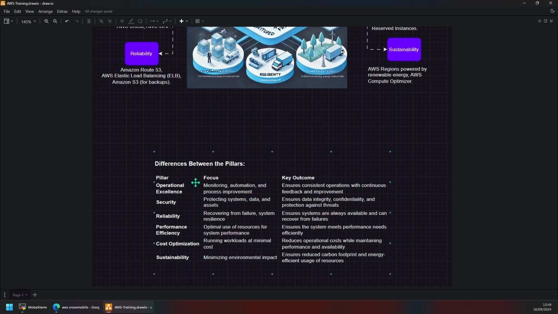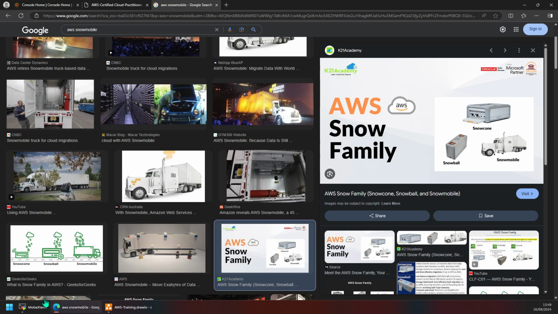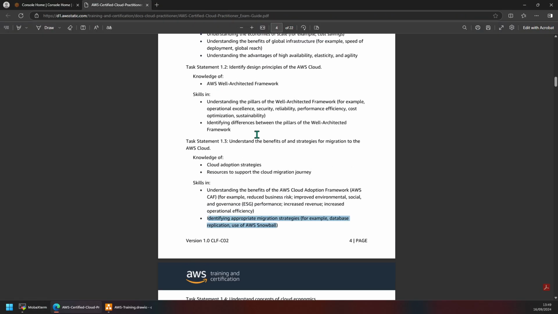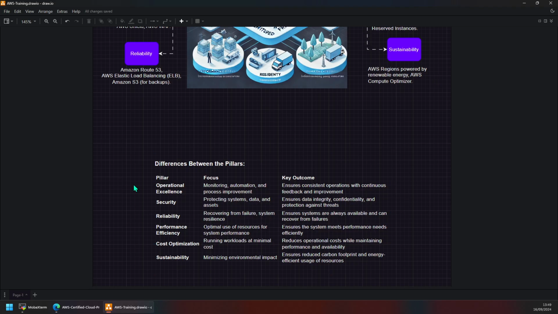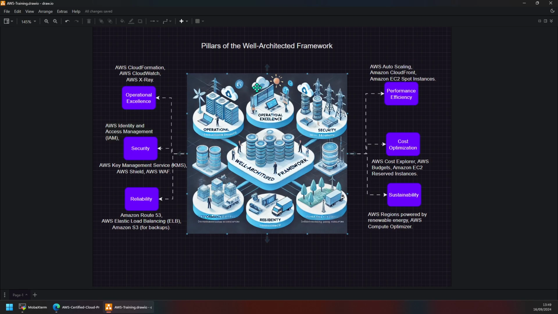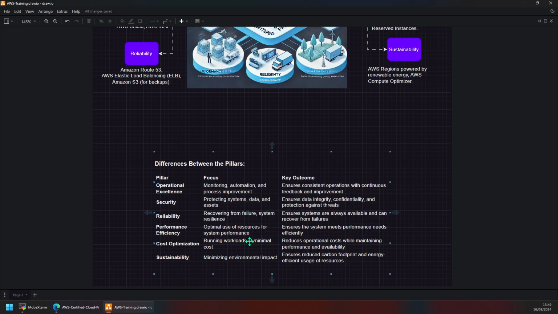In this video, we are going to talk about the difference between the pillars. Now, why are we talking about the difference between the pillars? Because there is a question about it on this particular exam. It says, identifying differences between pillars of the Well-Architected Framework. So this is going to be coming in your exam, at least one question from this, where they will either ask you about the pillars or the differences between the pillars.